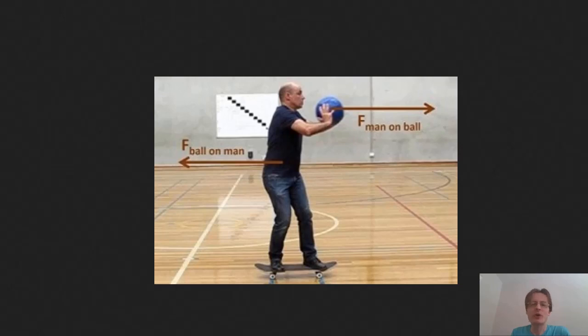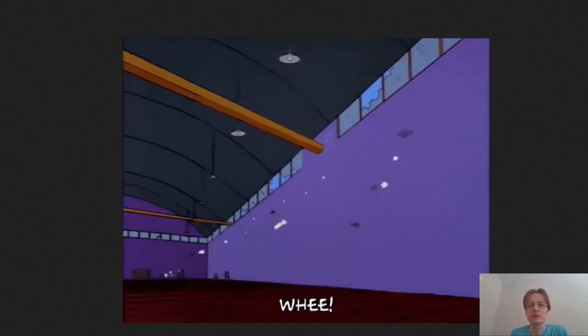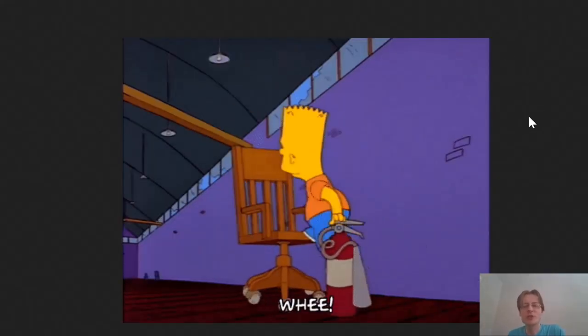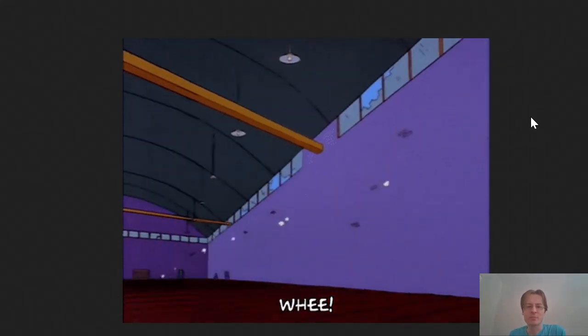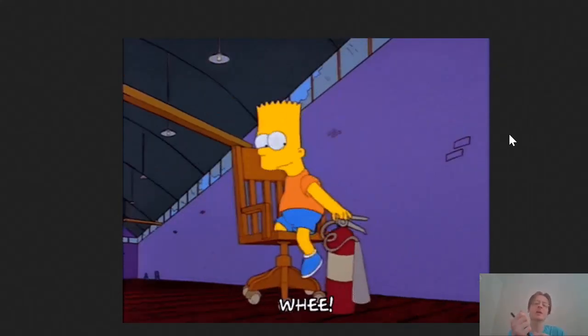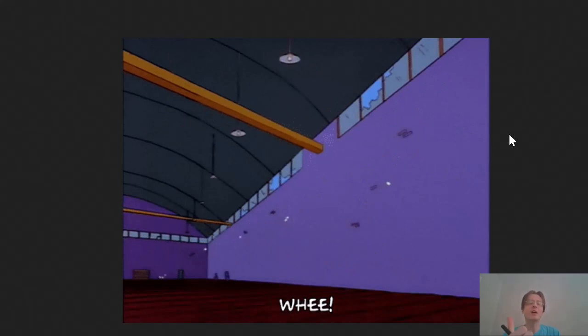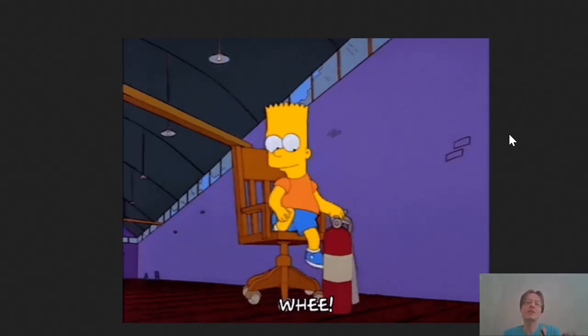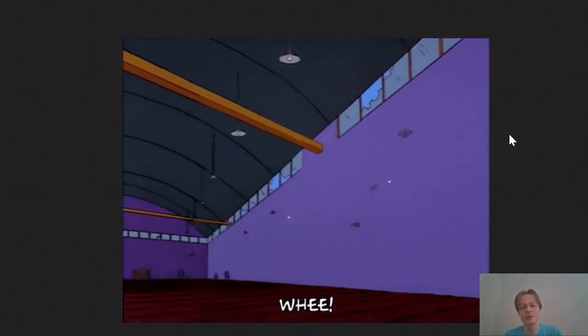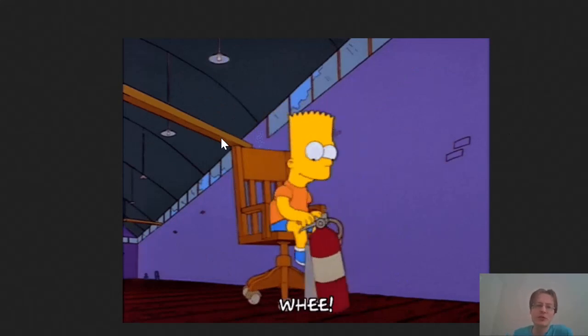In the Coyote cartoons, the physics is all wrong. But the Simpsons gets all the physics right. Bart recoils due to the fire extinguisher being sprayed forwards. He feels an equal force backwards and recoils. The Simpsons get it all right.